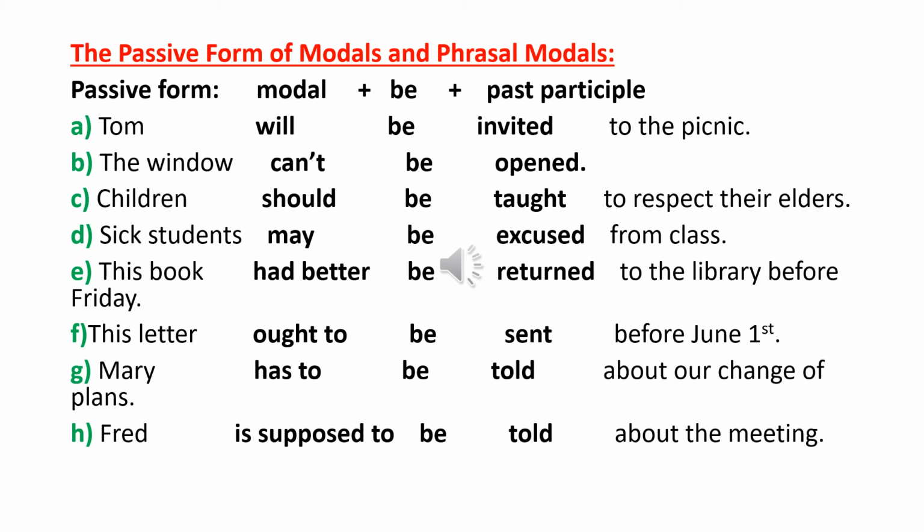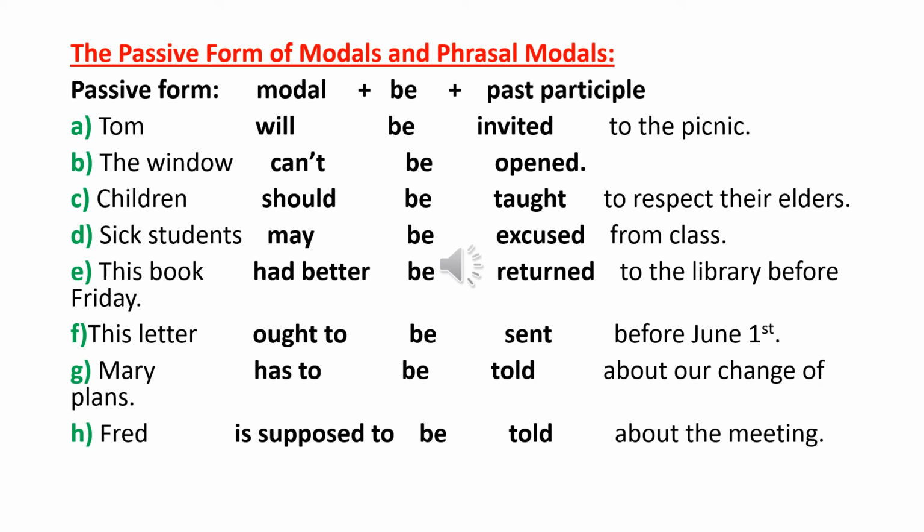Now let's recall the passive form of modals and the phrasal modals. Remember that when you have a modal like will or can or shall or should, and a phrasal modal like, for example, had better or is supposed to, the passive form is modal plus be plus past participle. Read the following examples. A. Tom will be invited to the picnic. Will is the modal, followed by be, followed by the past participle of the verb invite.